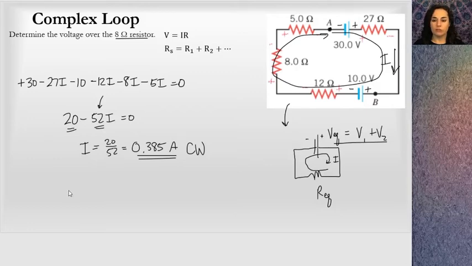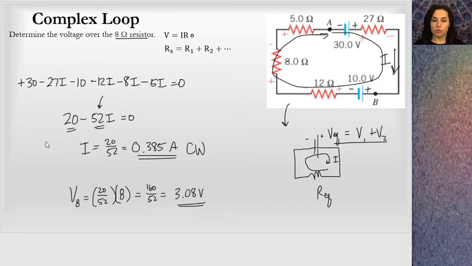If I want to find the voltage over the 8 ohm resistor, I would use Ohm's law again. It equals the current over the 8 ohm resistor, which we know is 20 over 52, and then the value R of the 8 ohm resistor is 8. When I multiply that out, I get 160 over 52. When you simplify that down, it's 3.08 volts. So that's the voltage loss.